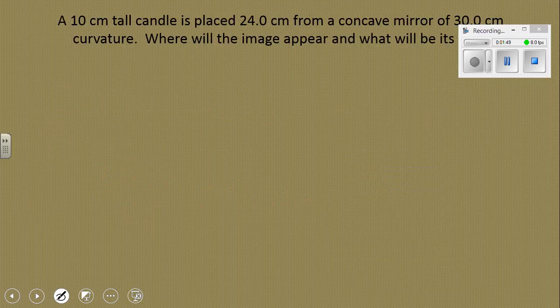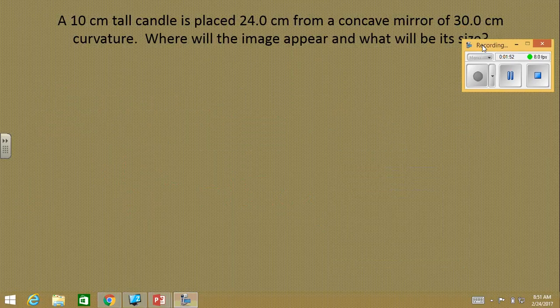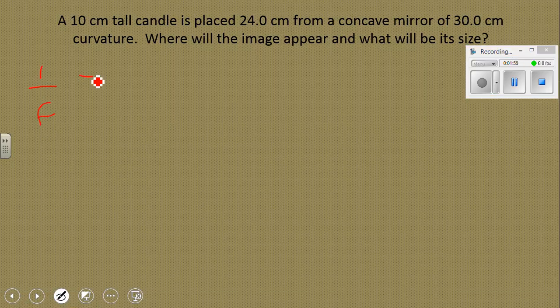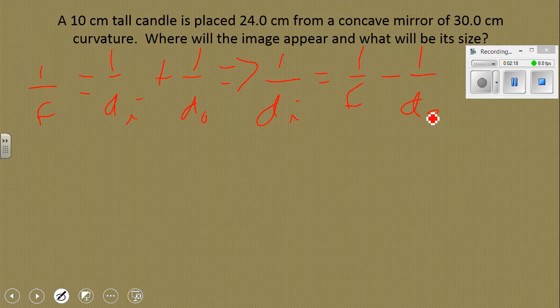All right, so here's that same problem written out over here. Okay, so the equation is 1 over F equals 1 over DI plus 1 over DO. And let's solve it for what we're looking for, which is the image distance. So 1 over DI will be 1 over F minus 1 over DO. So we can just plug the numbers in. 1 over DI equals 1 over the focal length we just figured, 15 centimeters, minus 1 over the distance to the object, 24 centimeters.